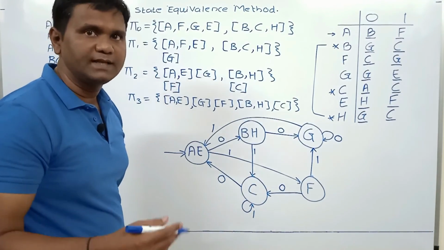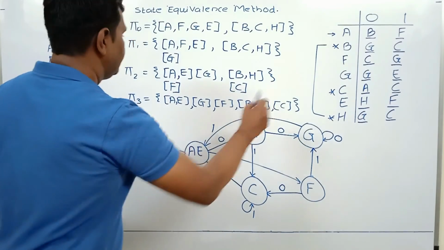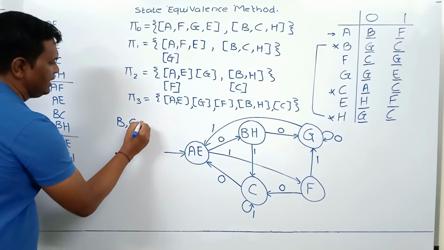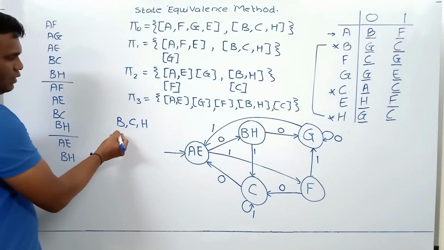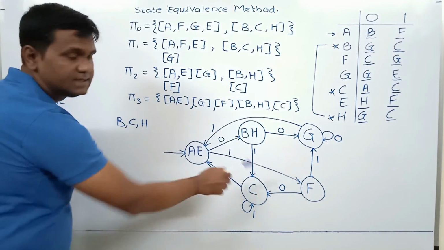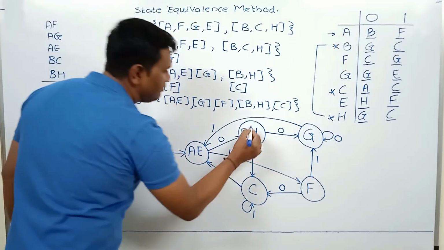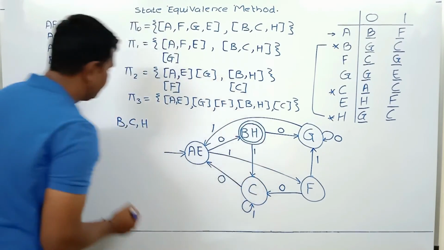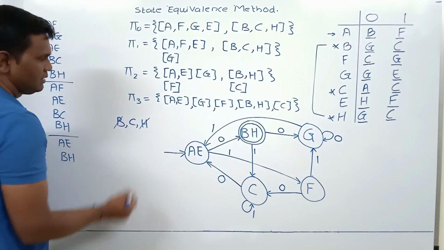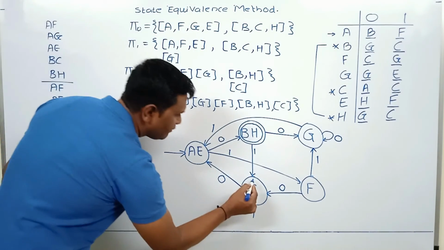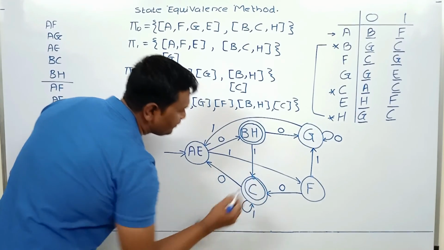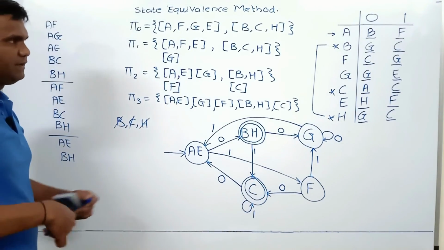Now we have to mark final states. Final states in the given DFA are B, C and H. We have to cover all these final states in this DFA. If we mark BH as final state, then we cover B and H. Now we have to cover C. For that we mark this state as final state. So this is the required DFA.